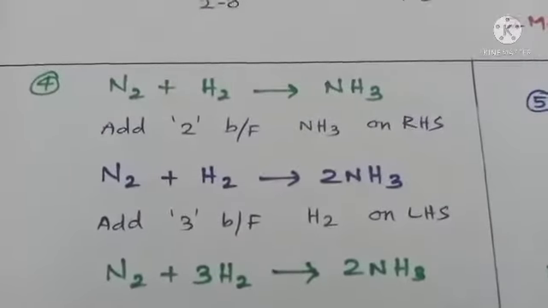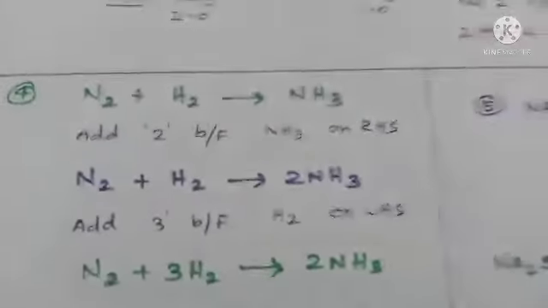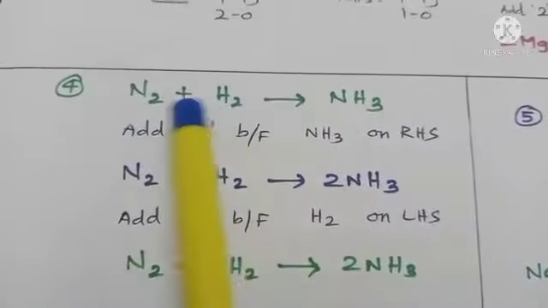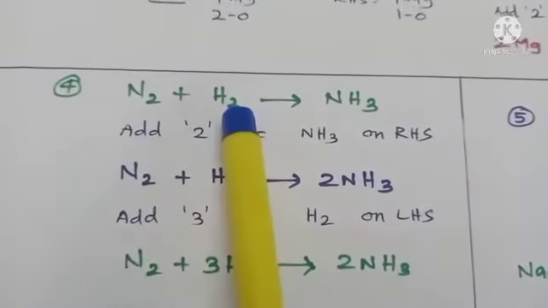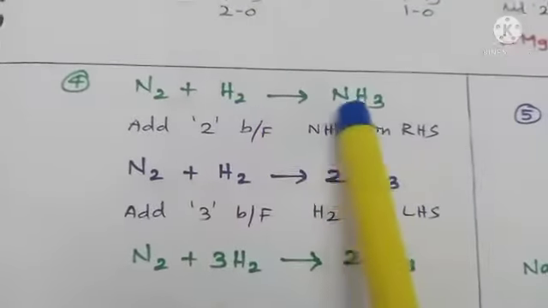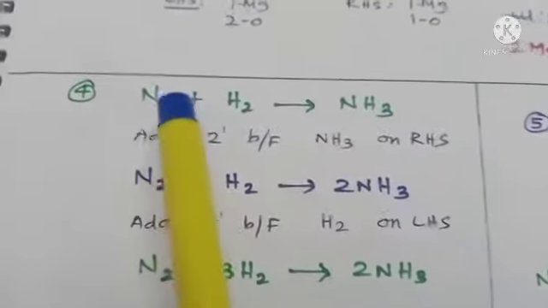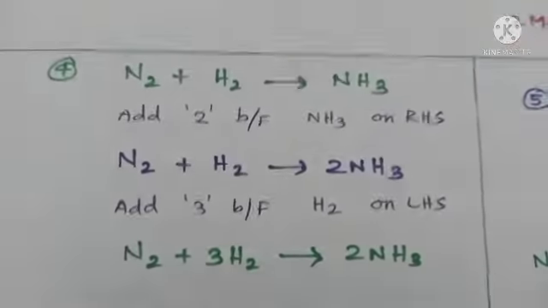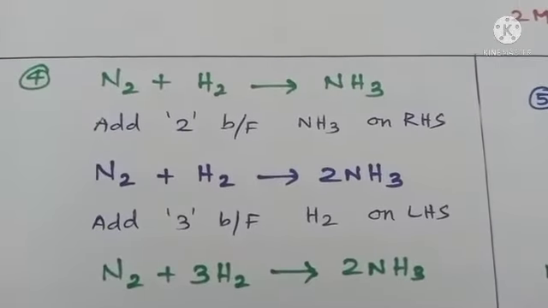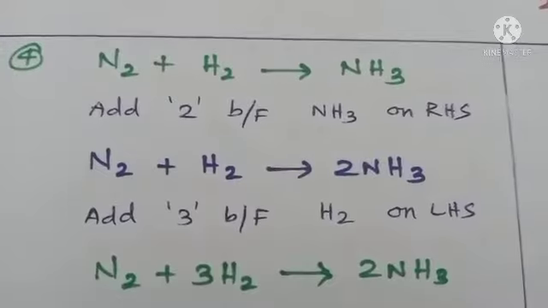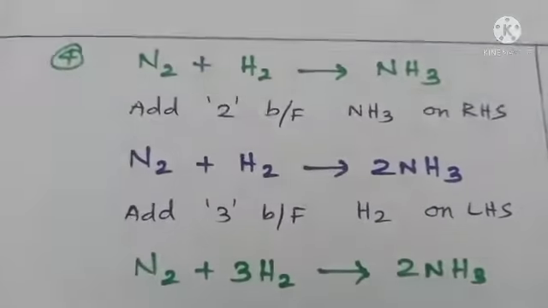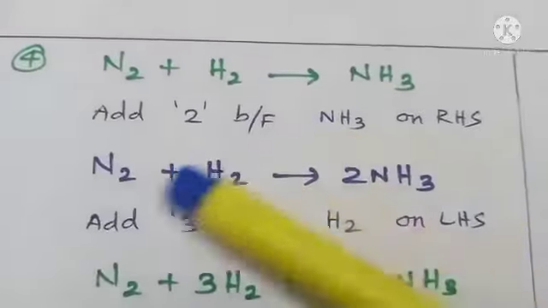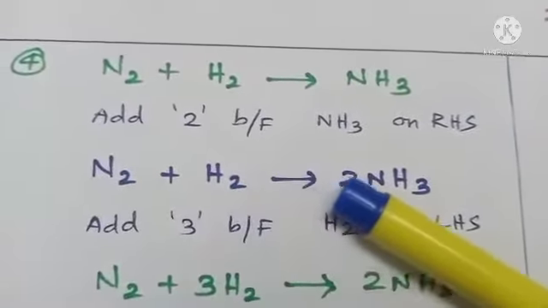Example 4. Haber's process. This is nothing but the formation of ammonia from nitrogen and hydrogen. Nitrogen gas reacts with hydrogen gas, giving ammonia gas. So I write the formula N2 plus H2 gives NH3. Now on the left side there are two nitrogen atoms, isn't it? Right side, one nitrogen. So to balance nitrogen, I add 2 before NH3 on the right hand side, so the equation becomes N2 plus H2 gives 2 NH3.